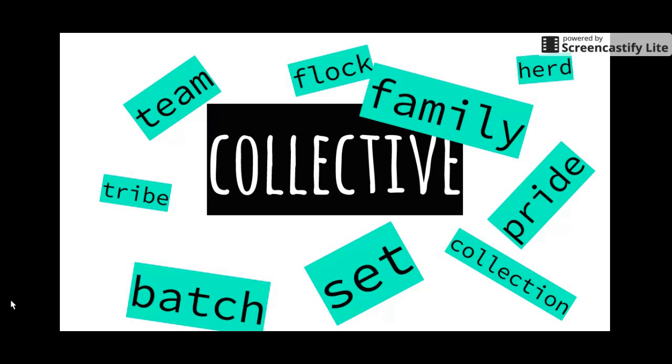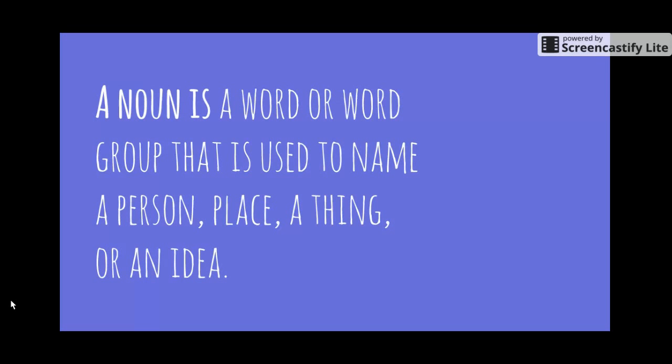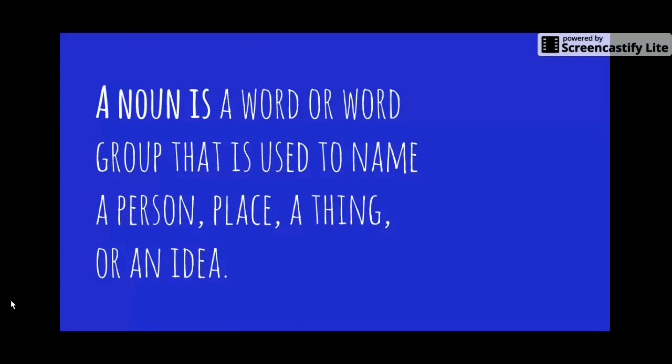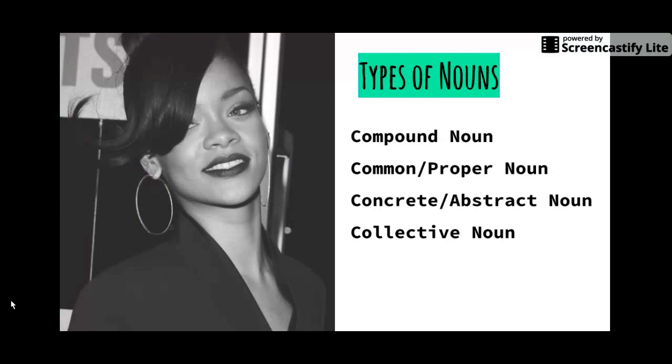So our simple definition of nouns, if you remember, is a word or word group that is used to name a person, place, thing, or idea. But as we dig deeper, we learn that a noun can be more than one type. You've got compound nouns, common and proper nouns, concrete and abstract nouns, collective nouns. There's all these different types. And what that really means is that every single noun could be described in 4 different ways. It could be compound or not compound. It could be common or proper. It could be concrete or abstract. It could be collective or not collective.